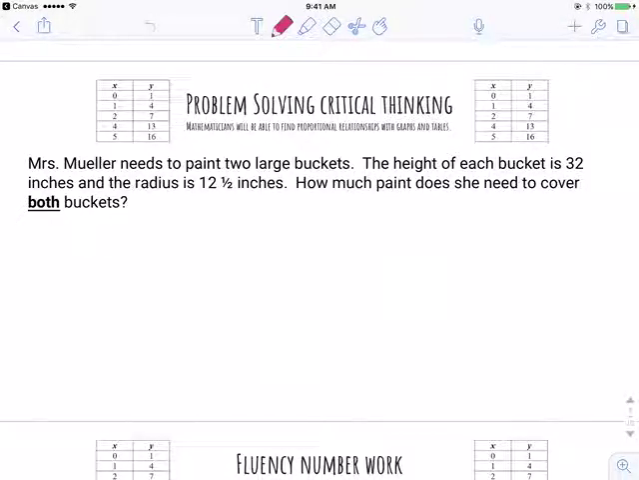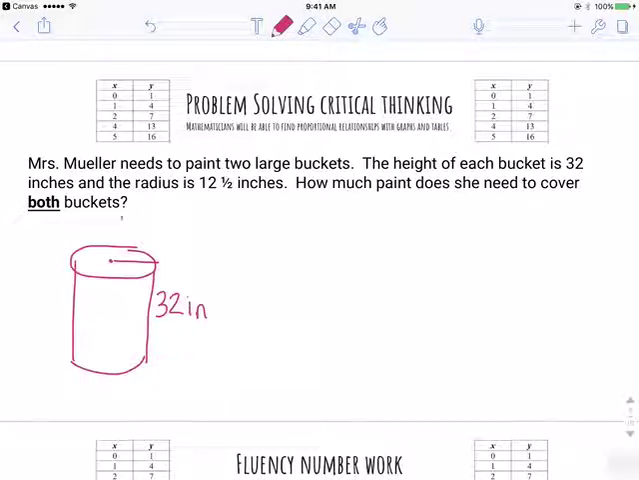So looking at our problem solving and critical thinking, Mrs. Mueller needs to paint two large buckets. The height of each bucket is 32 inches and the radius is 12.5 inches. How much paint does she need to cover both buckets? So when we're talking about buckets, we want to draw at least one picture. We know we have two of them. It has a height of 32 inches. And then it tells us that the radius is 12.5, and I'm going to change that into a decimal.